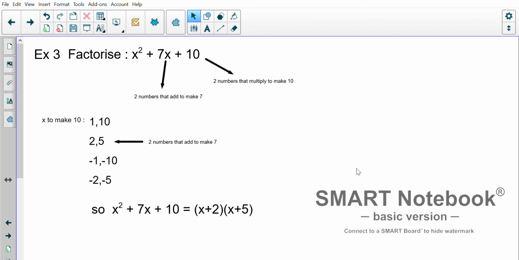Okay, so that's when we're factorising, and we've got two positive numbers here. We'll look at where the negative numbers come in the next lesson.